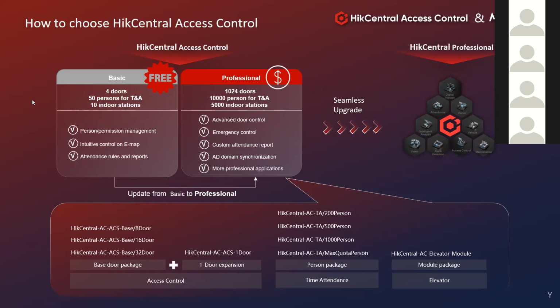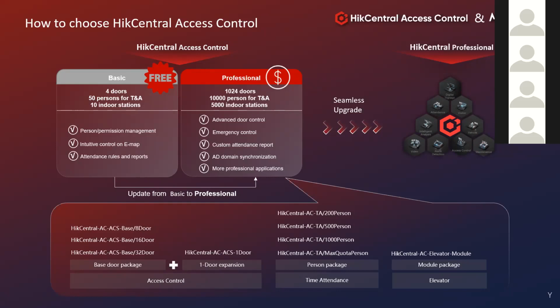So when you talk about the professional licensing scheme, as you can see at the bottom, we have the base packages. For this software to work, you definitely should have a base. The bases start from 8 door packages, 16 door, and 32 door. So as I mentioned, you have to have a base package. For example, let's say you have 5 doors. The free package is not enough. The free package goes up to 4 doors. So you have to get the 8 door base package. Let's say you have 10 doors. You can get the 8 door base package, plus there's another package for 1 door expansion. You can get 2 of them.